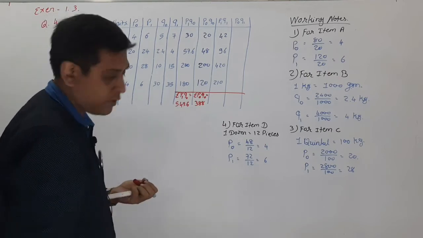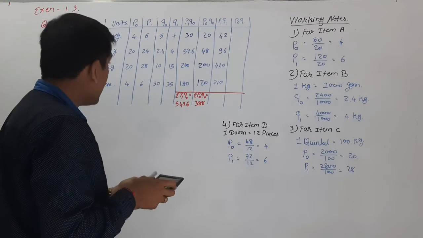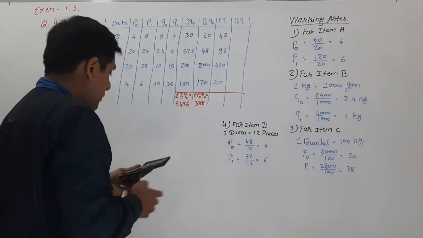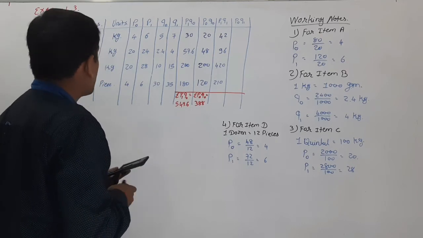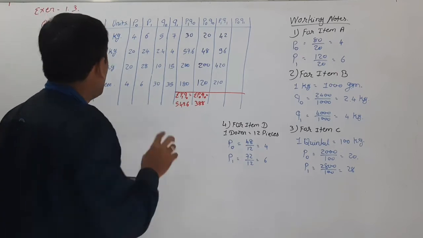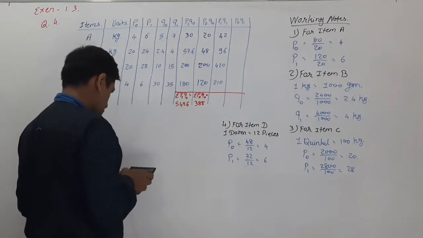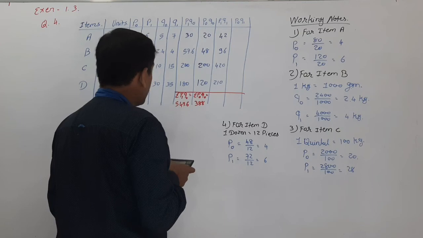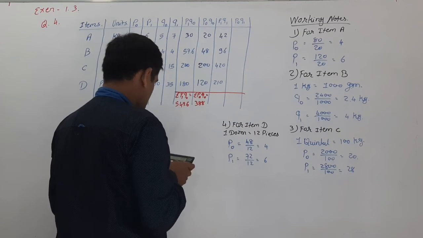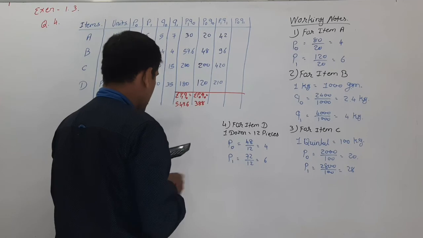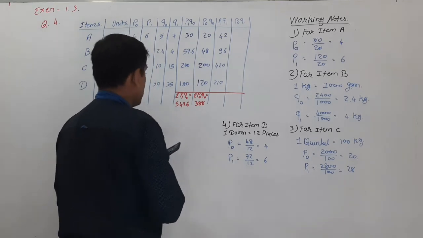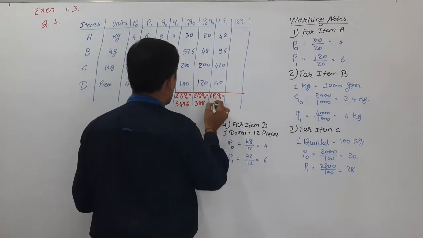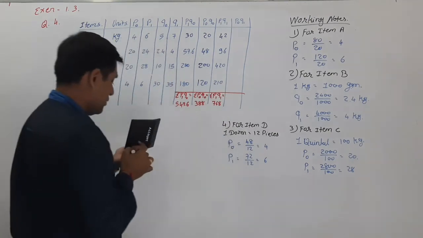So make the total first: 42 plus 96 plus 420 plus 210. The answer is 768. Do it by yourself please, because I am doing it. (42 plus 96 plus 420 plus 210) is 768. Sigma P1 Q1 is equal to 768, right?